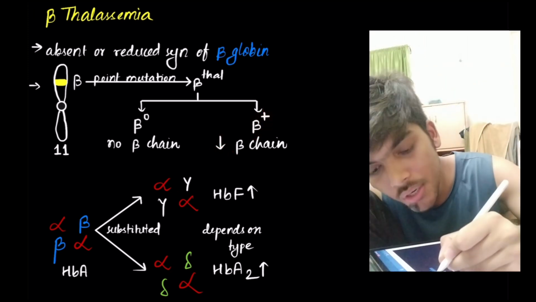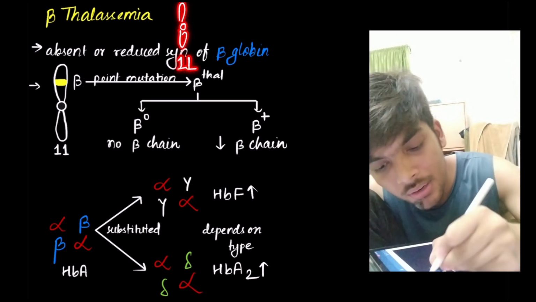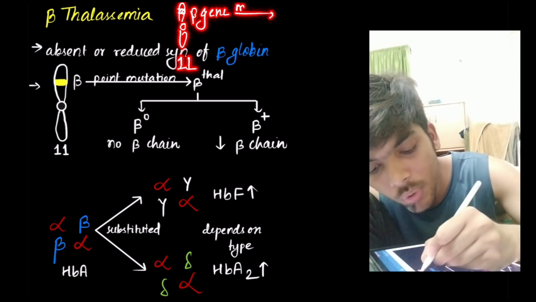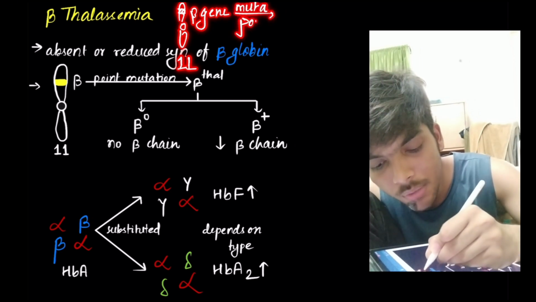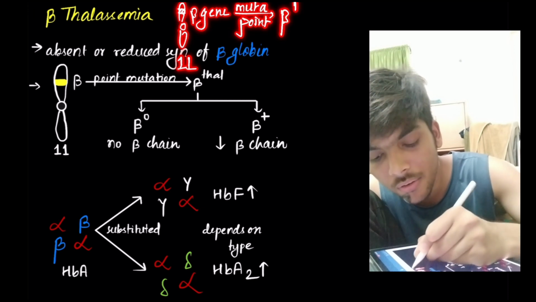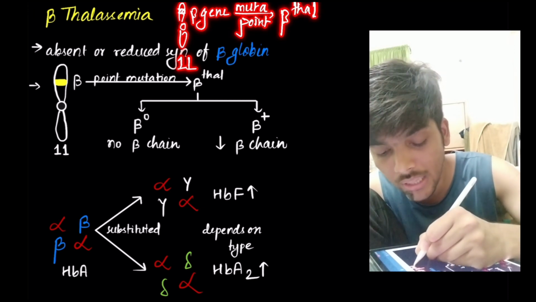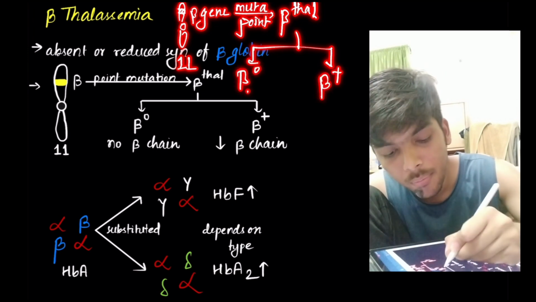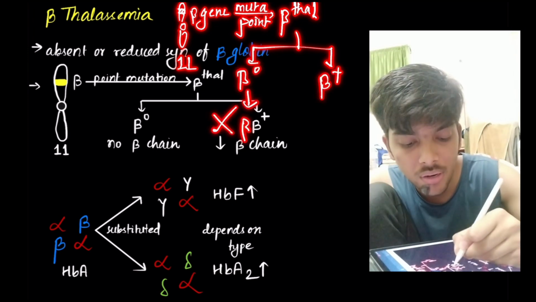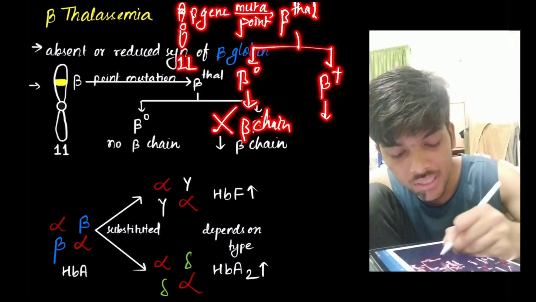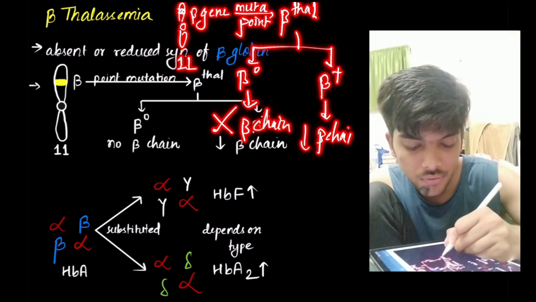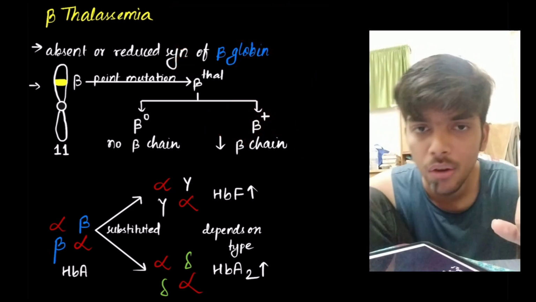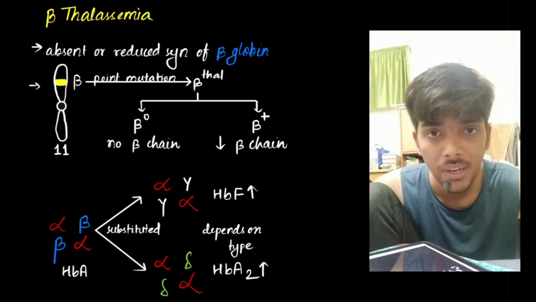Once more, there's your chromosome number 11. This chromosome number 11 contains the beta gene. This beta gene gets mutated. What type of mutation? Point mutation. Now the beta gene is converted into beta-thalassemia, which is a mutated beta gene. It is of 2 types, beta naught and beta plus. Beta naught stops the production of beta chain. Beta plus reduces the production of beta chain. That's it. What happens when the synthesis of beta globin chain is completely inhibited or reduced?